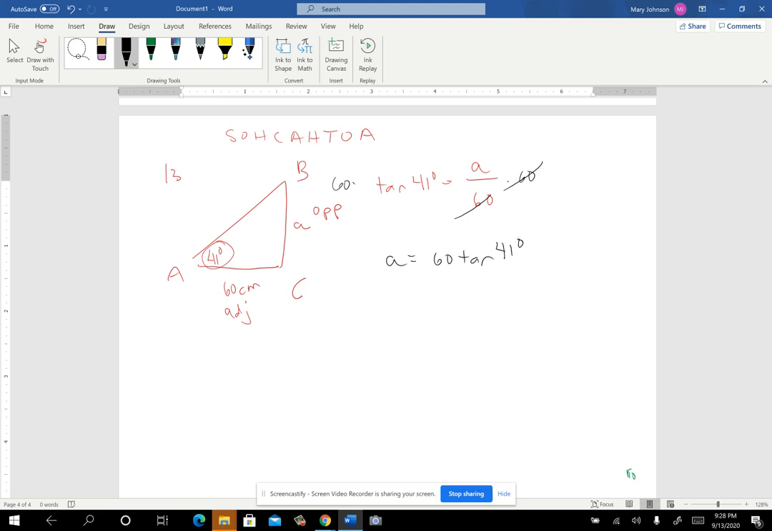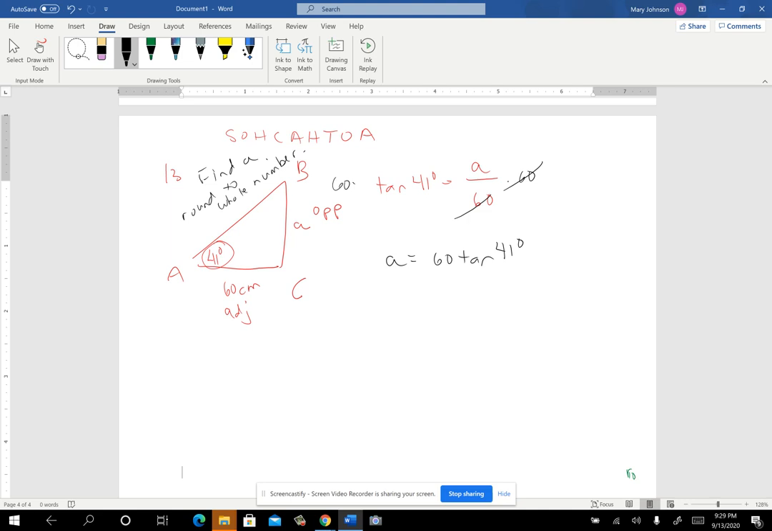All right, now the problem says find the measure of the side of the right triangle whose length is designated by a lowercase letter. It said round to the nearest whole number. Okay, so it's like find A, round to whole number. Those are the directions.